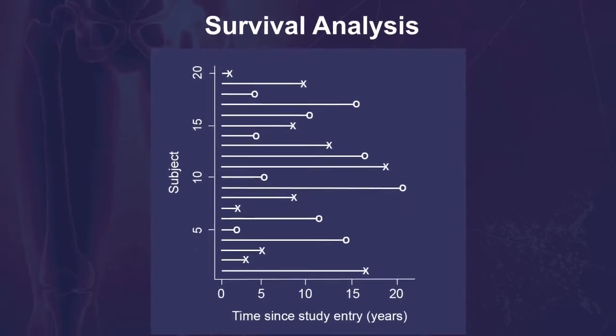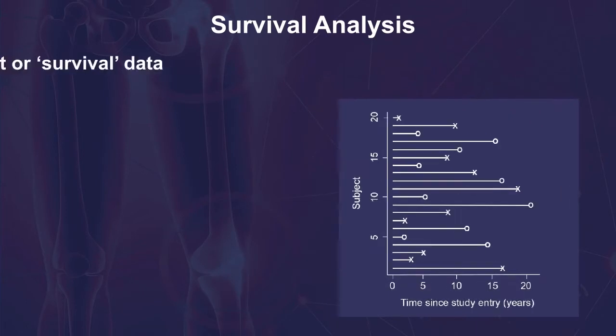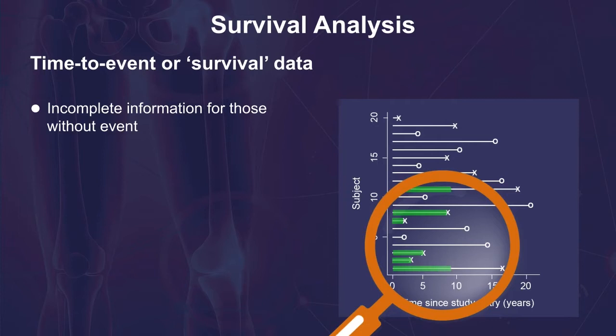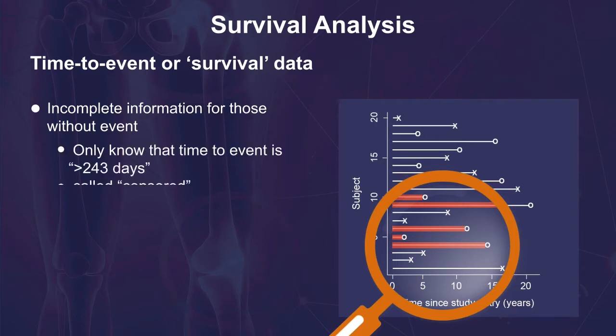So survival data is really a type of incomplete data where we have complete information on those that had an event, but we don't have complete information on those that still had not experienced the event at last follow-up. We haven't had a chance to observe them long enough, or maybe they never will get the event if the event is something other than death. All we really know is that we have observed them for some time, like 243 days, and they have not yet had the event. We call these censored.